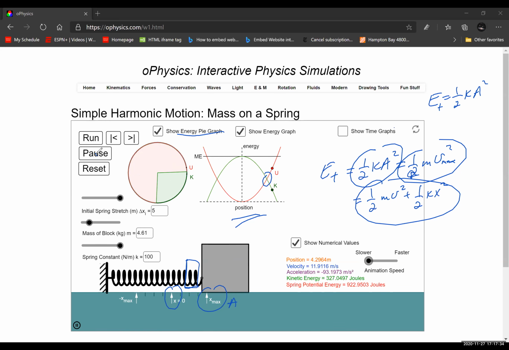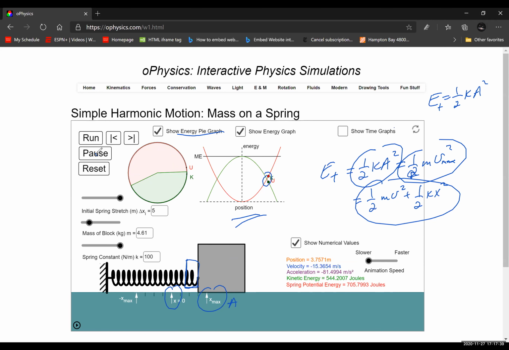Let's see, somewhere over there, they're almost equal to one another. There you go, and then one converts to the other. As the spring goes back and forth, you have 100% of the energy converted from kinetic to potential and from potential to kinetic. That's why energy is conserved, and I can use any of those equations to describe that energy.